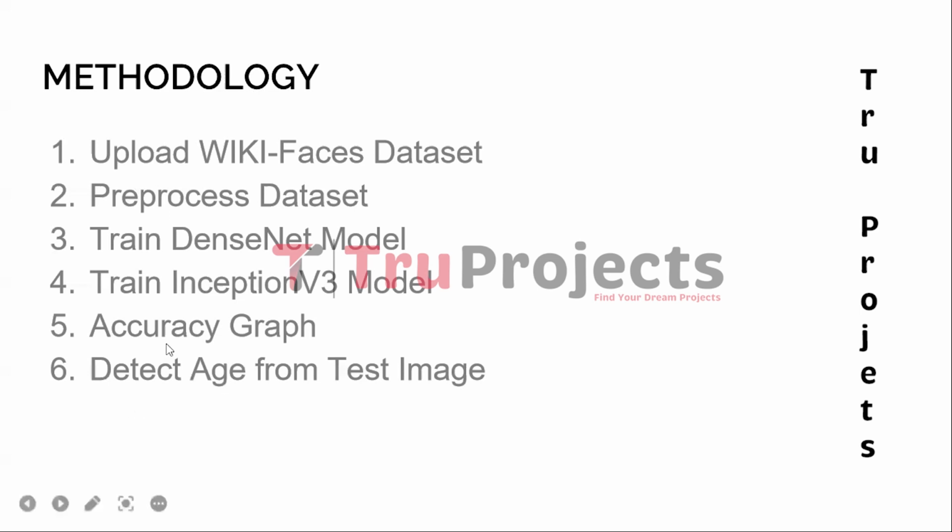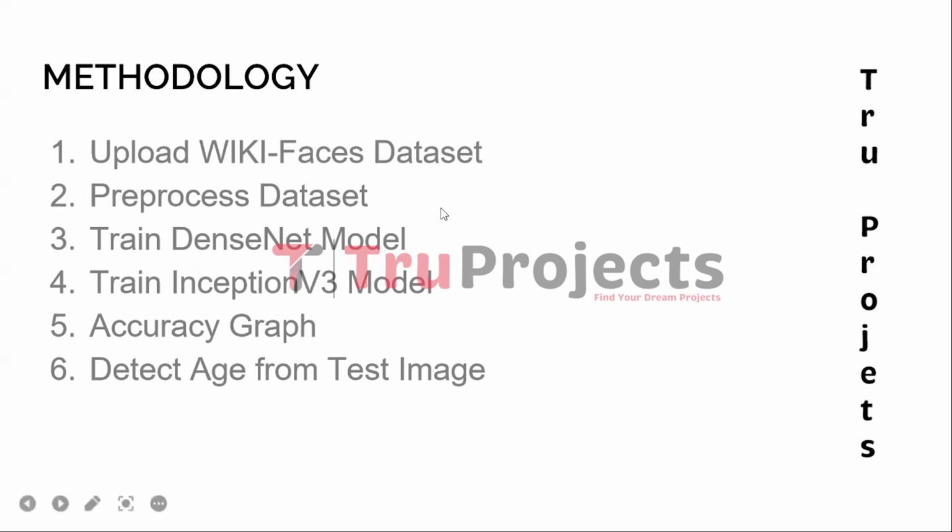And the fifth module is Accuracy Graph. This module is responsible for generating the accuracy and loss graph for the trained DenseNet and the Inception V3 models. This module plots the training accuracy and loss values over time, providing visual insights into the performance of the model during the training process.